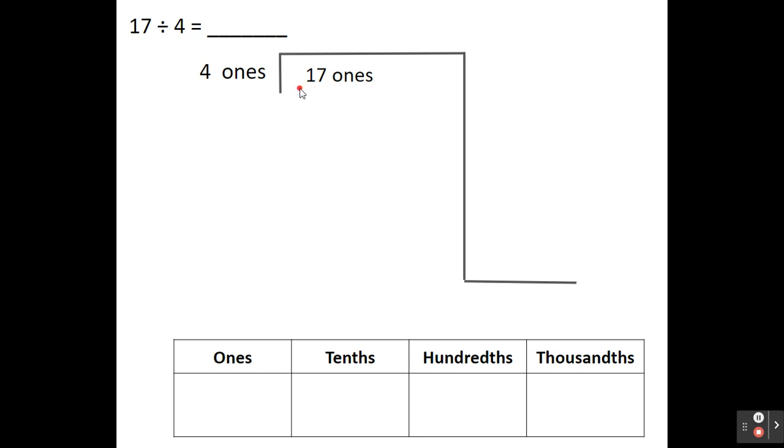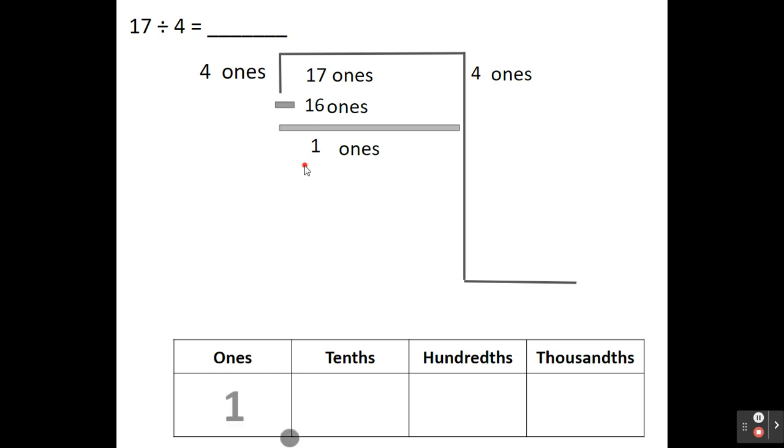Well, we know 4 times 4 is going to be 16. That gets us closest to 17 without going over. We want to be in the ones place, so we'll label each of these as ones. Now we can subtract. 17 ones minus 16 ones is 1 left over. Now we're asking ourselves, what can we multiply by 4 to get closest to 1 without going over? Well, we can't do that. So what we're going to do is we're going to rewrite this using a smaller place value.